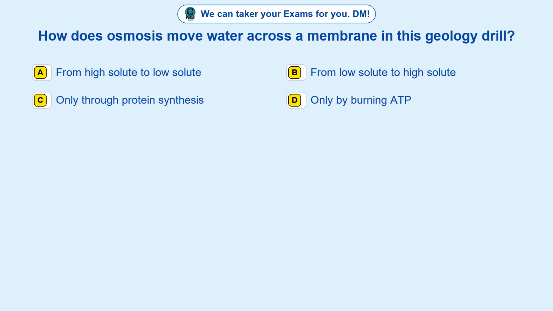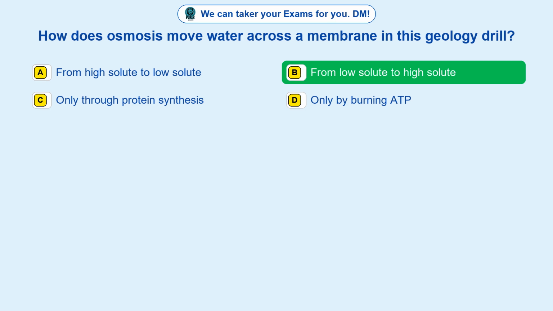Question 6. How does osmosis move water across a membrane in this geology drill? Option A, from high solute to low solute. Option B, from low solute to high solute. Option C, only through protein synthesis. Option D, only by burning ATP. The correct answer is option B, from low solute to high solute.